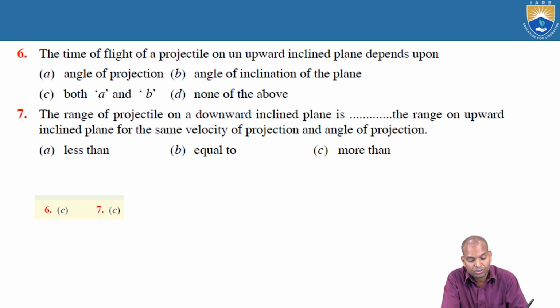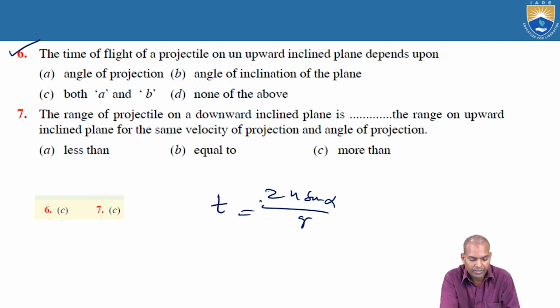The next objective: the time of flight of a projectile on an upward inclined plane depends upon what? The time of flight is 2u sine alpha by g. Based on the expression, this time of flight depends upon u and alpha.